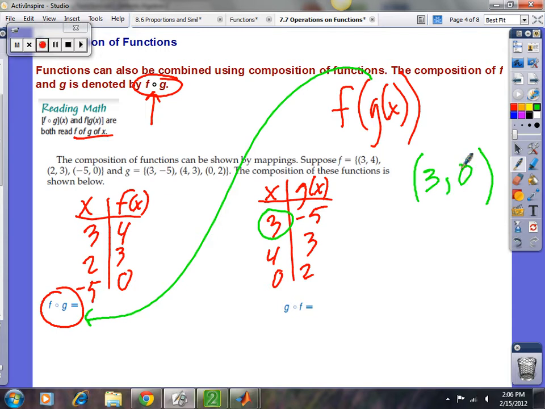Thomas. Twice. You're doing it twice. You're substituting into both functions. As long as we're not doing elimination, I'm good.